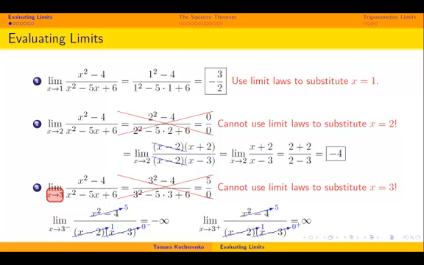We see that the left-hand limit and the right-hand limit are not equal. We conclude that the limit of the function as x approaches 3 does not exist.